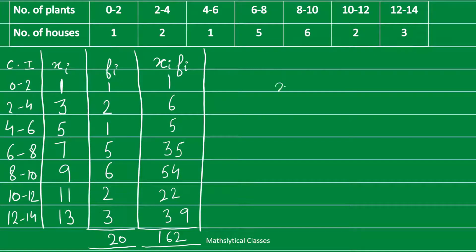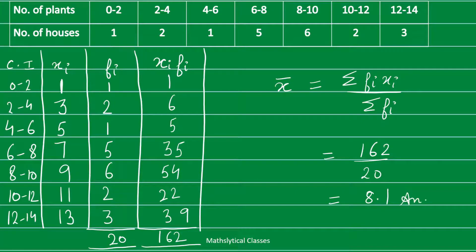Now just apply the formula: summation fi xi divided by summation fi. This is equal to 162 divided by 20, which is equal to 8.1. So this is the mean number of plants. This question we did by the direct method. We used the direct method in this question because the entries were very small. Now let's do the next question.